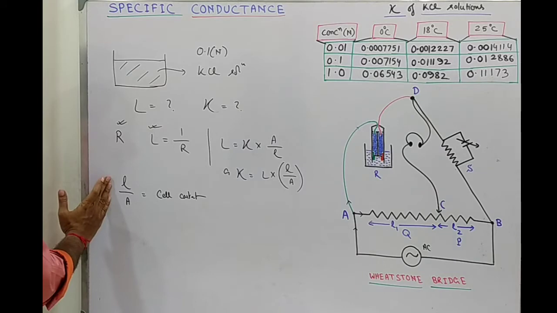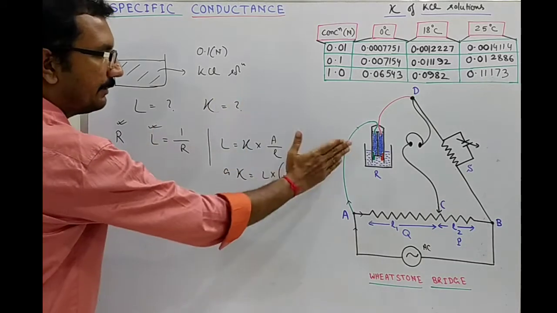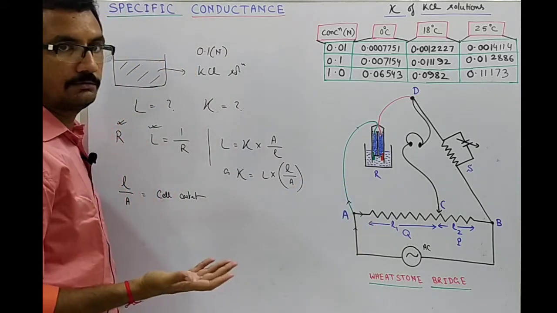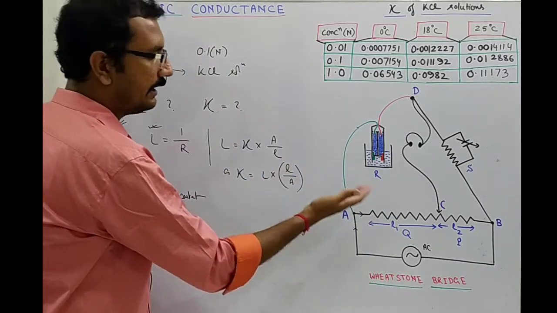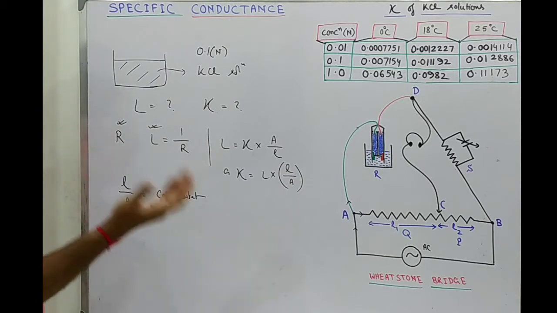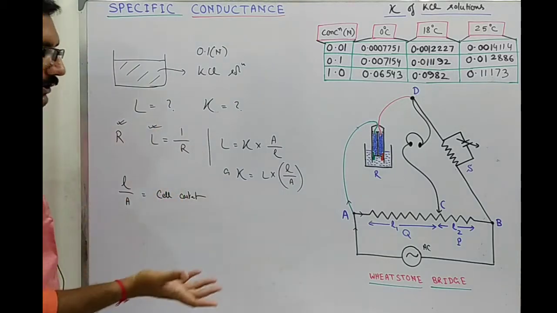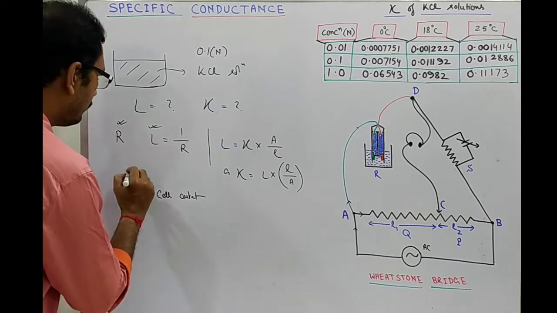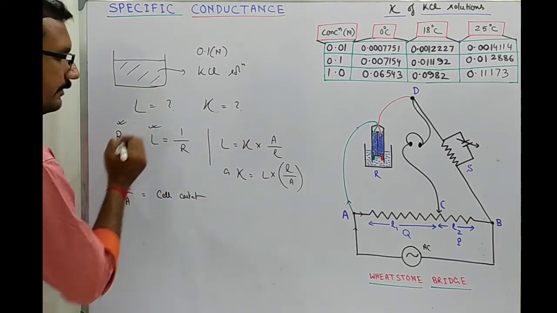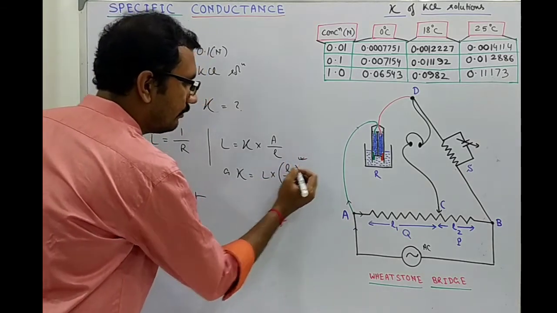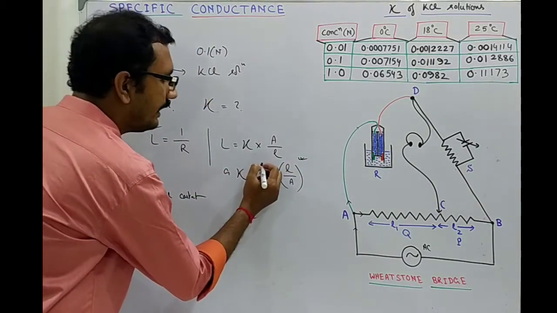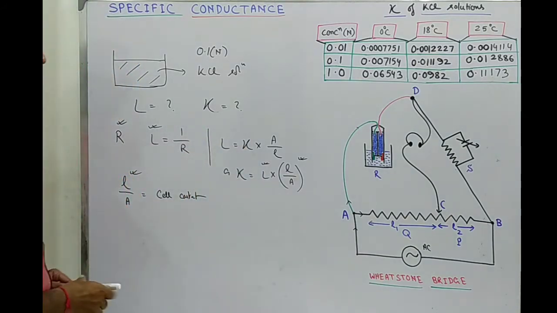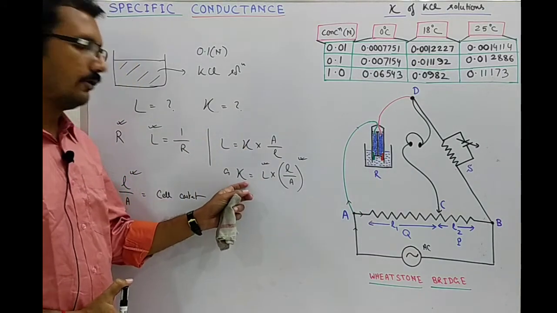Now, this will have a definite value for a definite apparatus. So, you can have a conductivity cell having this cell constant value 0.1, or 0.5, or 1.0, and so on. So, you have to see the label. So, this cell constant is known and this L is known. So, this will give you the value of specific conductance.